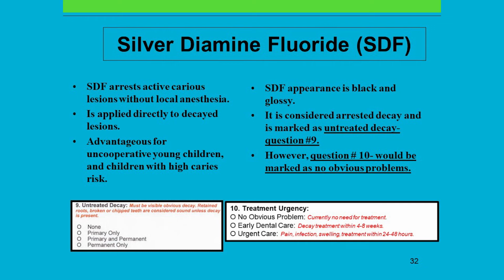In answering questions 9 and 10, please remember the PSP oral screening is based on a visual assessment only. Thus, use your best professional judgment on determining if a tooth is treated with SDF. If a tooth is treated with SDF, the tooth is considered to have arrested decay when the screener can readily observe breakdown of the enamel surface and is dark and black and appears to have a hard, glossy appearance.